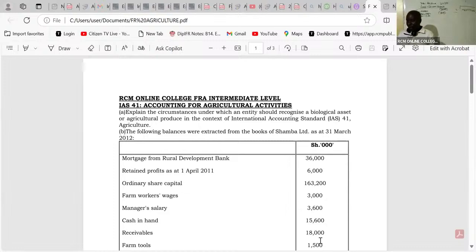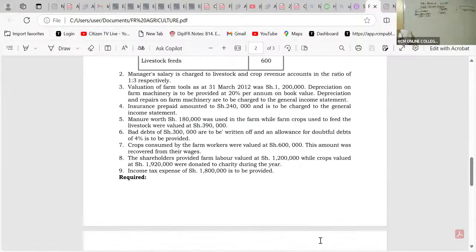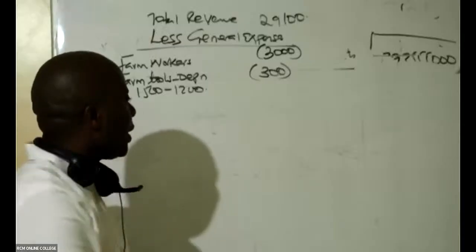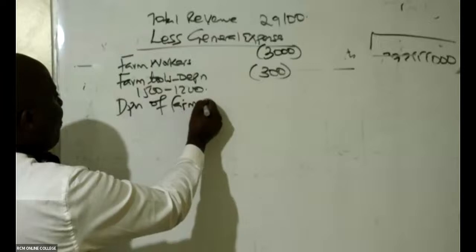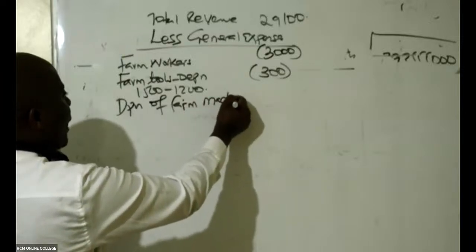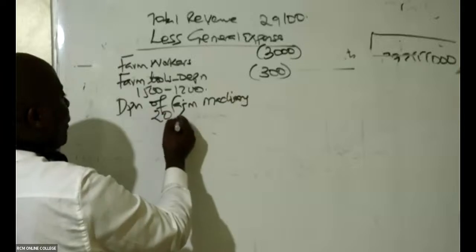Still on the same note, note number 3, they are telling us that depreciation on farm machinery is to be provided at 20% per annum on book value. Depreciation and repairs on farm machinery are to be charged to the general income statement. So, ladies and gentlemen, please listen. We have here depreciation of farm machinery. They've told us that this is 20% of the book value.